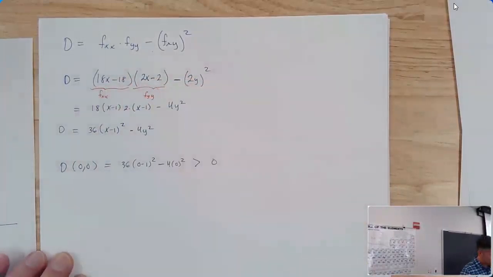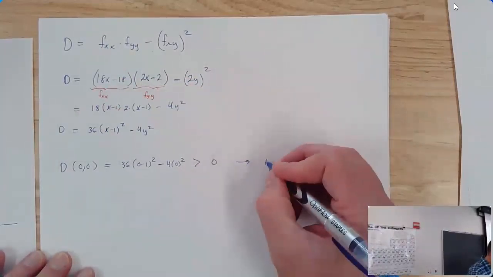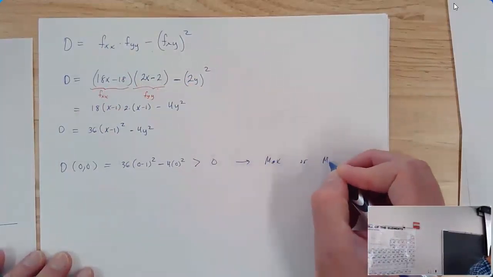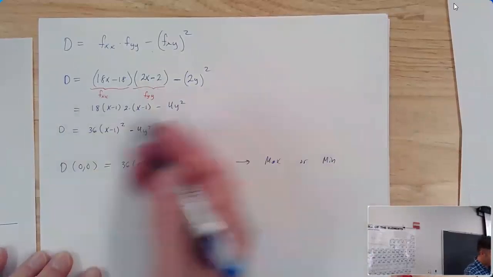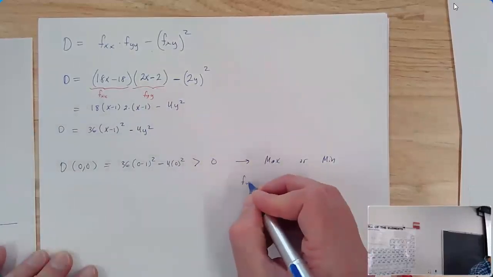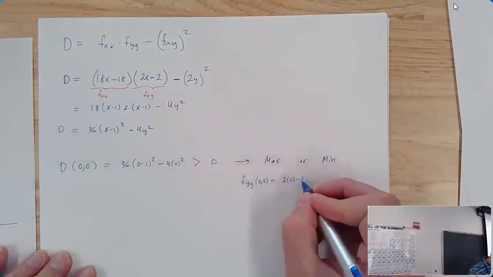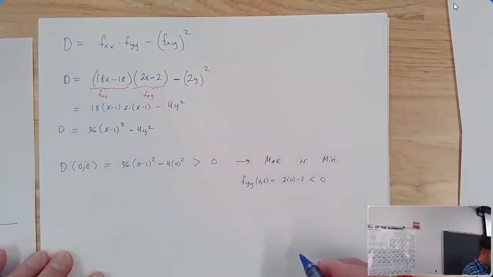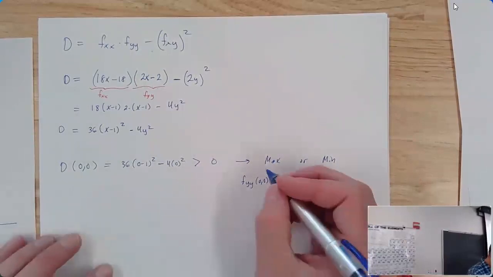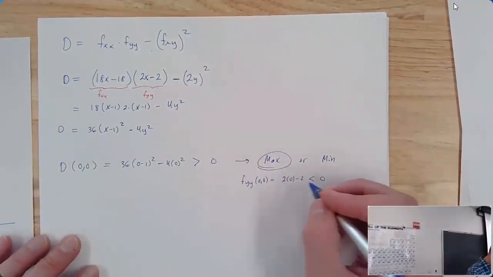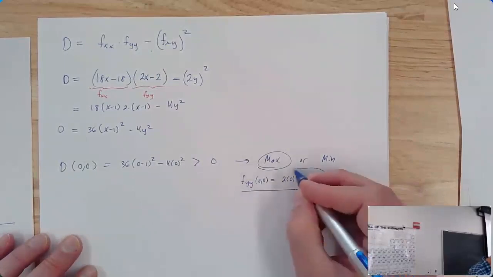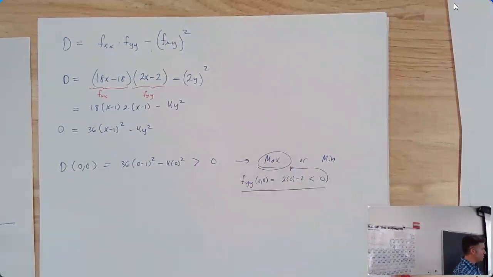Because if D is positive, that means we have a max or a min. We have to check. So I'm going to check either fxx or fyy. Fyy at 0, 0 is 2 times 0 minus 2, which is negative, meaning we have a max. Concave up, sorry, I said the wrong thing. Concave down. You have a minimum if it's concave up; it's concave down, so we have a maximum.